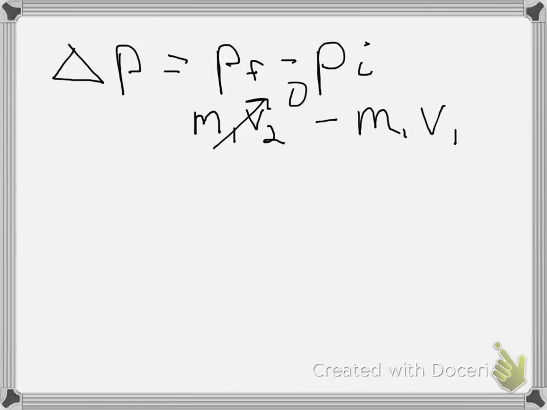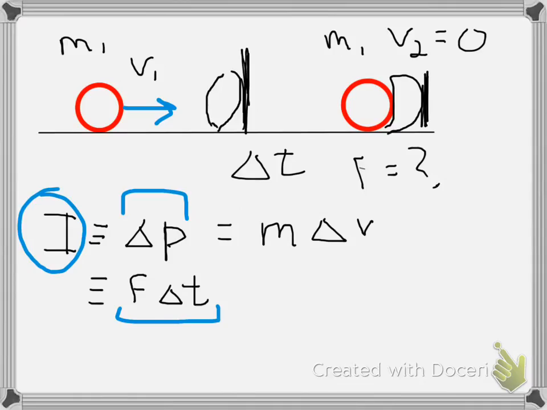So what I come up with, because my M1 V2 is 0, is that my change in momentum is just minus M1 V1. And I know what you're saying. I could hear it through your computer screens. What in the world is that minus sign doing there? Well, if you think about it, that makes sense, because the way the momentum changes is like this.